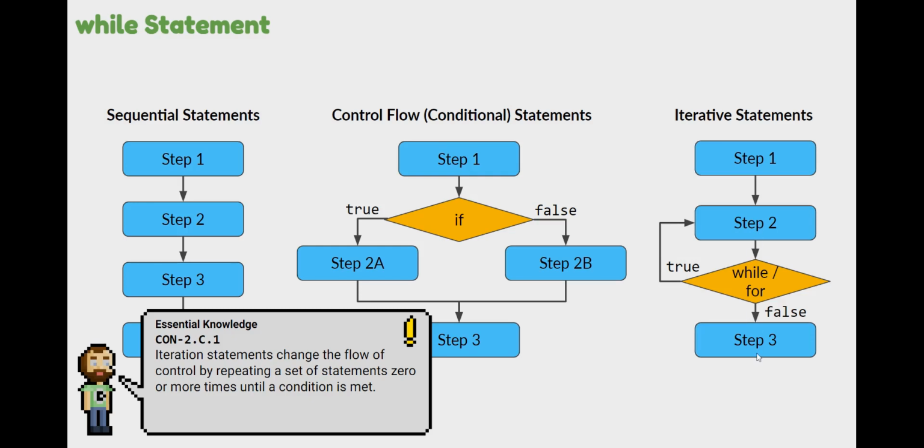This aligns with our essential knowledge. Iteration statements change the flow of control by repeating a set of statements 0 or more times until a condition is met.